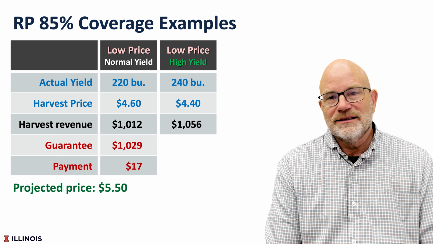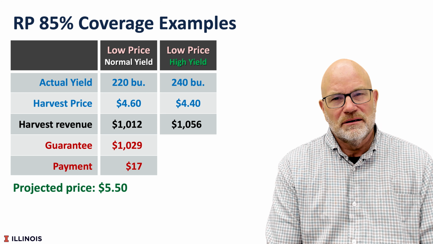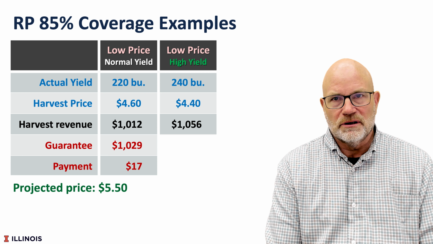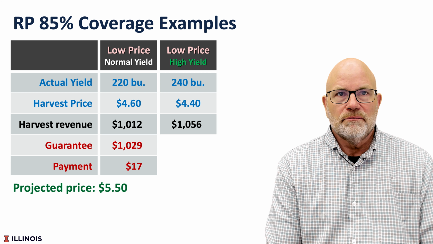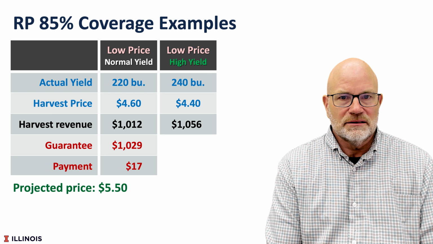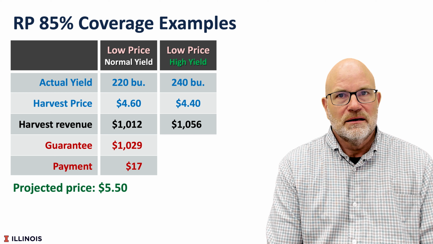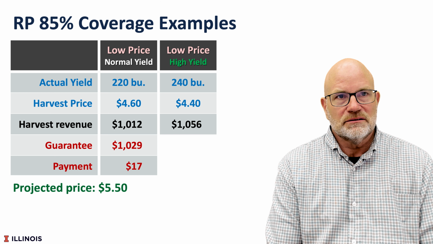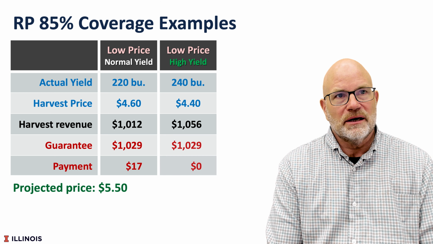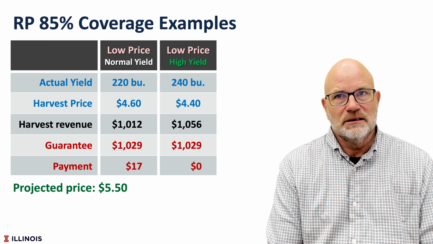On the other hand, let's have yields go up and prices go down. This is a case which often happens in the Midwest. We have higher yields but lower prices. 240 bushels is our actual yield. Again, that's based on the farm yield. $4.40 is the price. We get $1,056 of revenue. We do not get a payment because that's above the guarantee.